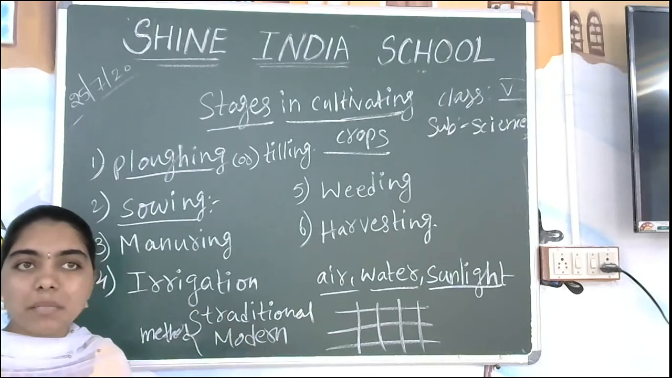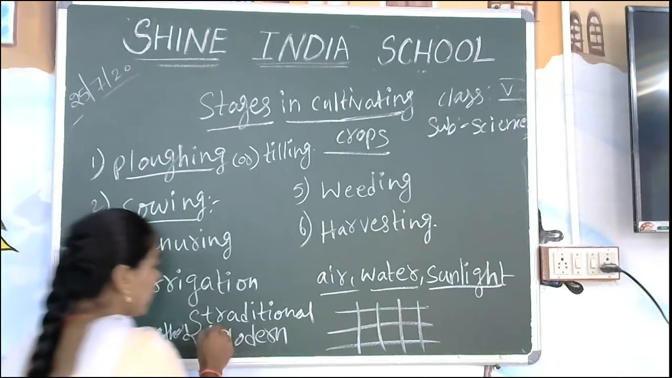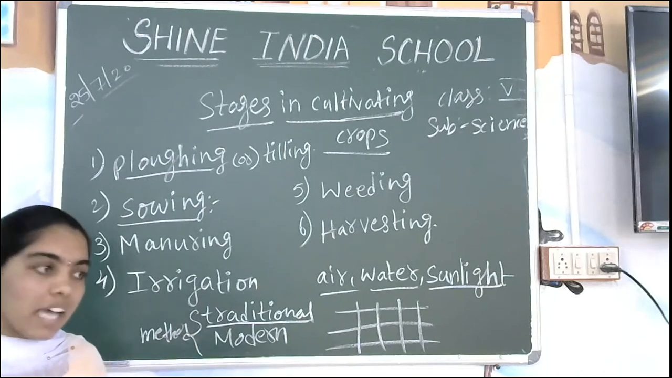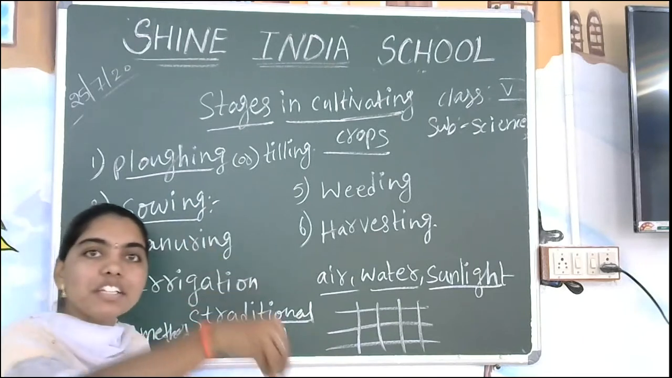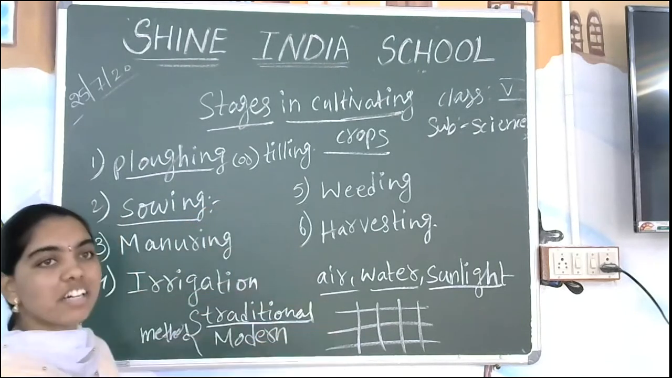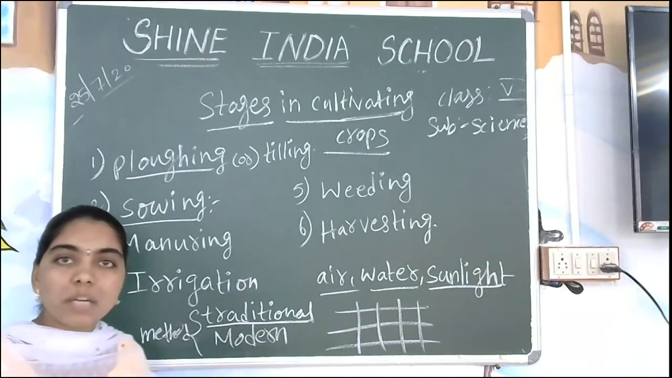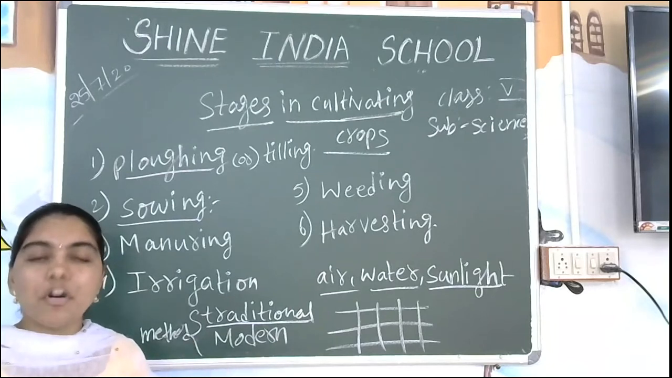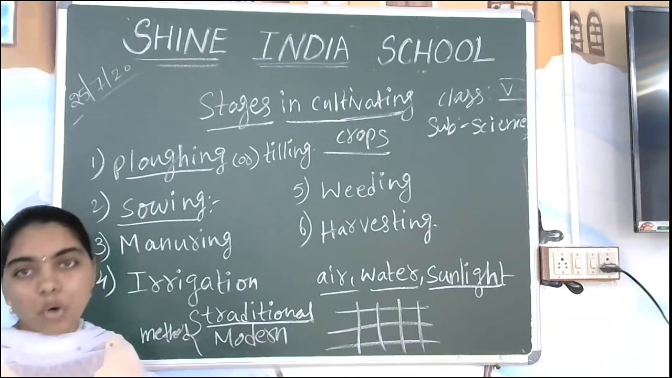What is meant by traditional method? Traditional method means we are using our hands, our own power, manpower, not machine power, like ploughing by ourselves or sowing the seeds with the help of hands. If we sow the seed with our hands, it is called a traditional method. What about the modern method? If we sow the seed with the help of machines or tools, it is called a modern method.